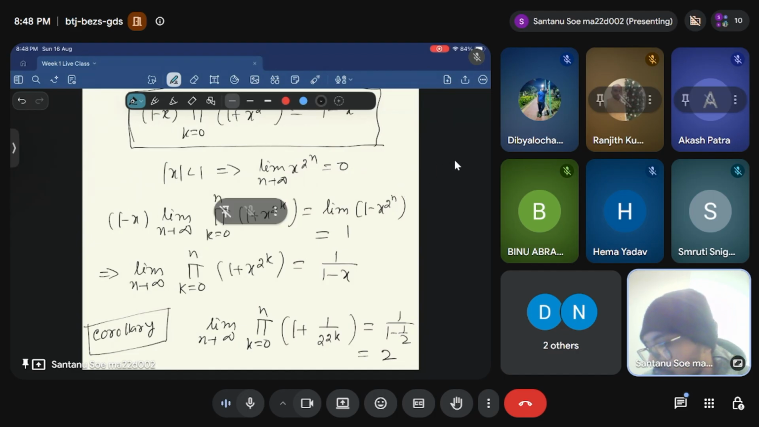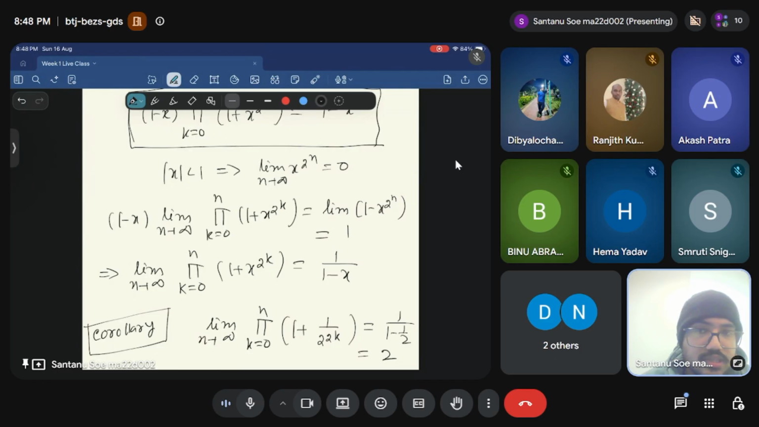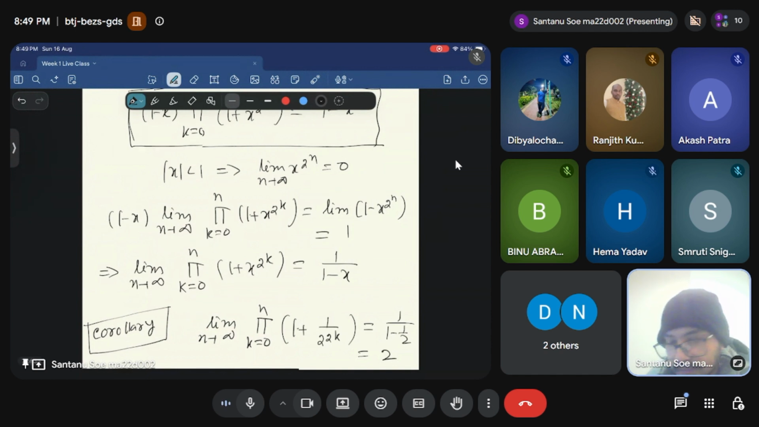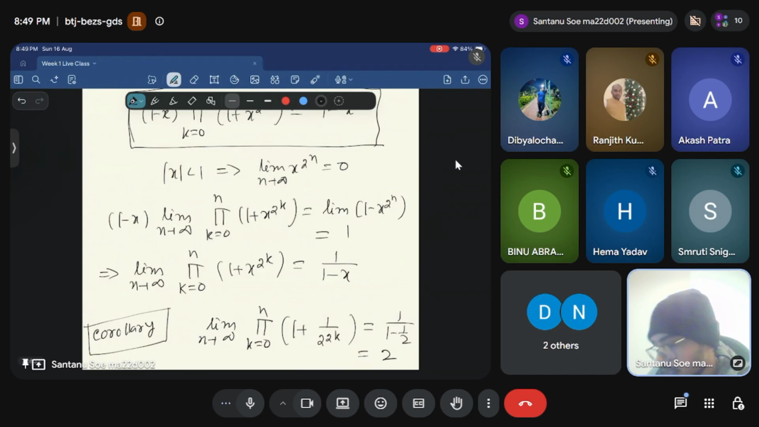So probably you will see in later lectures that this modulus of x less than 1 is just the interval of convergence. Okay, so if you take any point between minus 1 and 1, this limit always exists. Also you will understand about radius of convergence, interval of convergence, and so on. Okay, so probably this will all come in the later lectures. So if this is clear, I'll go to the next question.